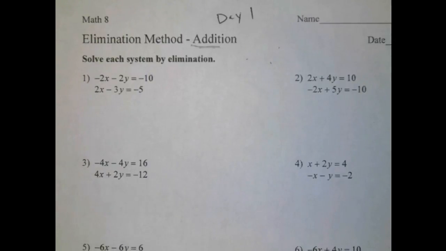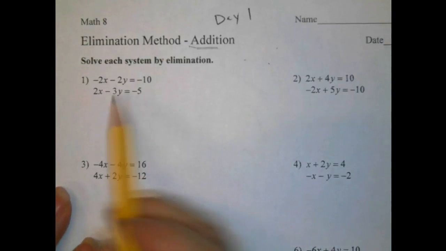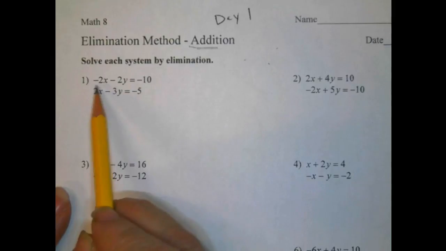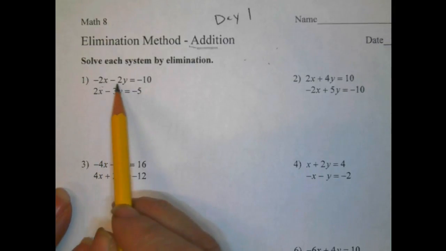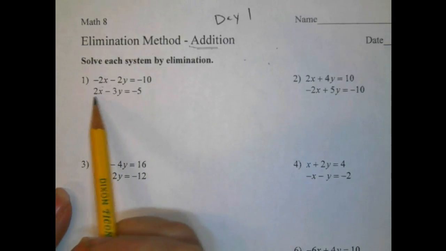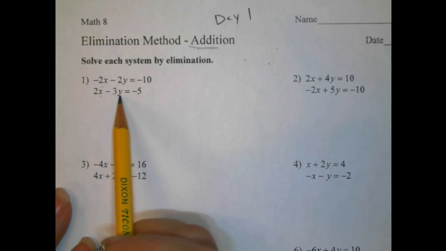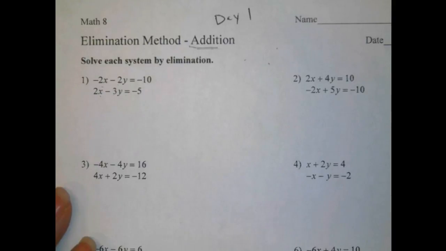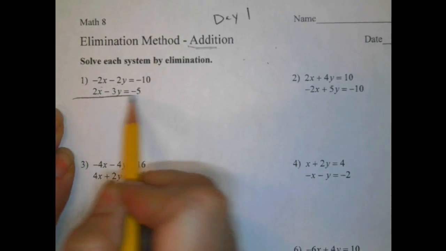So let's focus here. Okay, I have two equations, right? My first equation says minus 2x minus 2y equals negative 10, right? My second equation says 2x plus 3y equals negative 5. I'm going to add these two equations together.